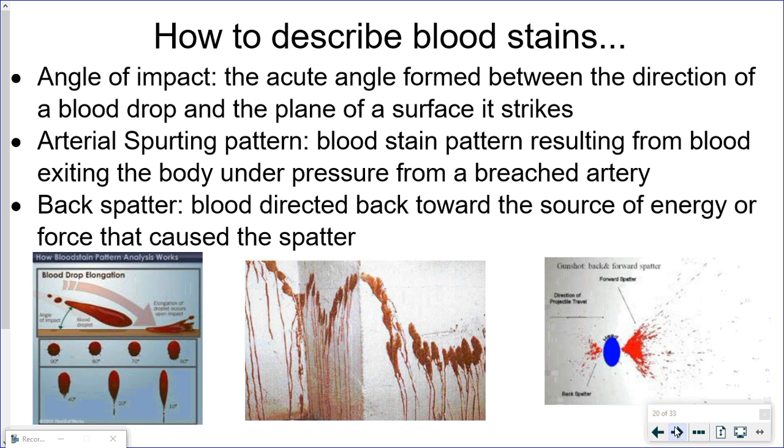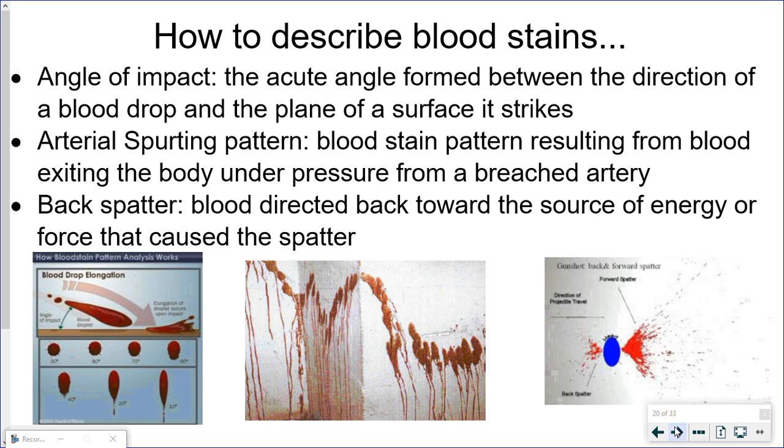How to describe bloodstains. We're kind of going to go through a series of different things they look at. This was a list in your book that is alphabetical, so some things may relate to a later term that we'll come back to. One thing that they look at is angle of impact, and this is one thing that you're going to be calculating in our activities.